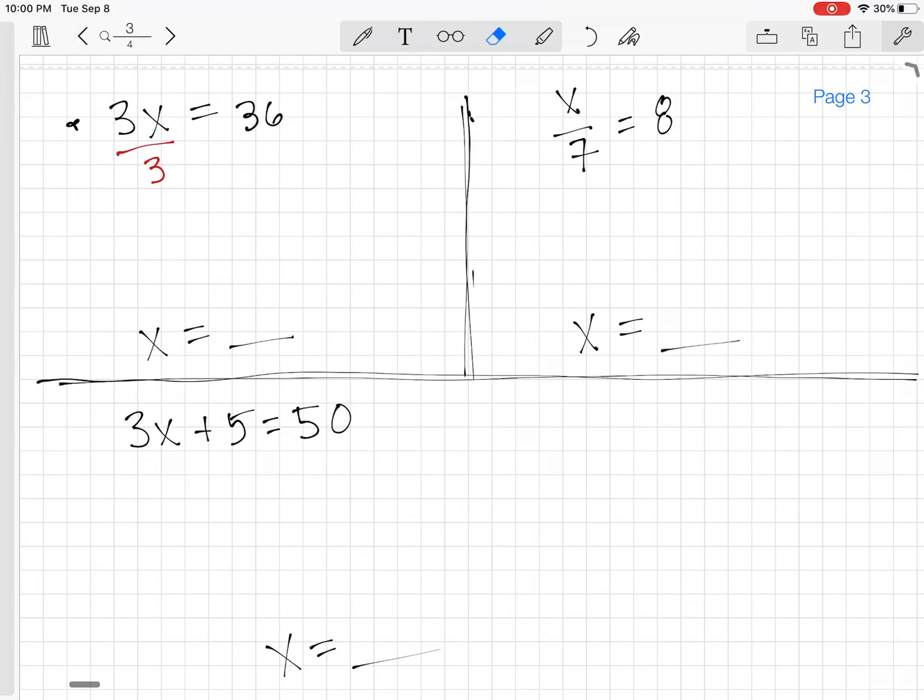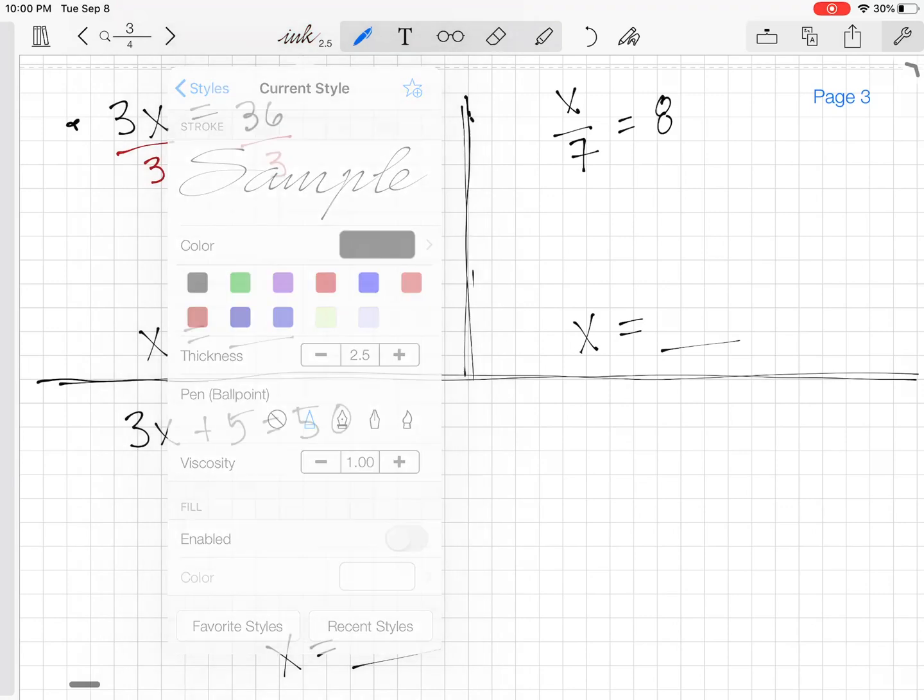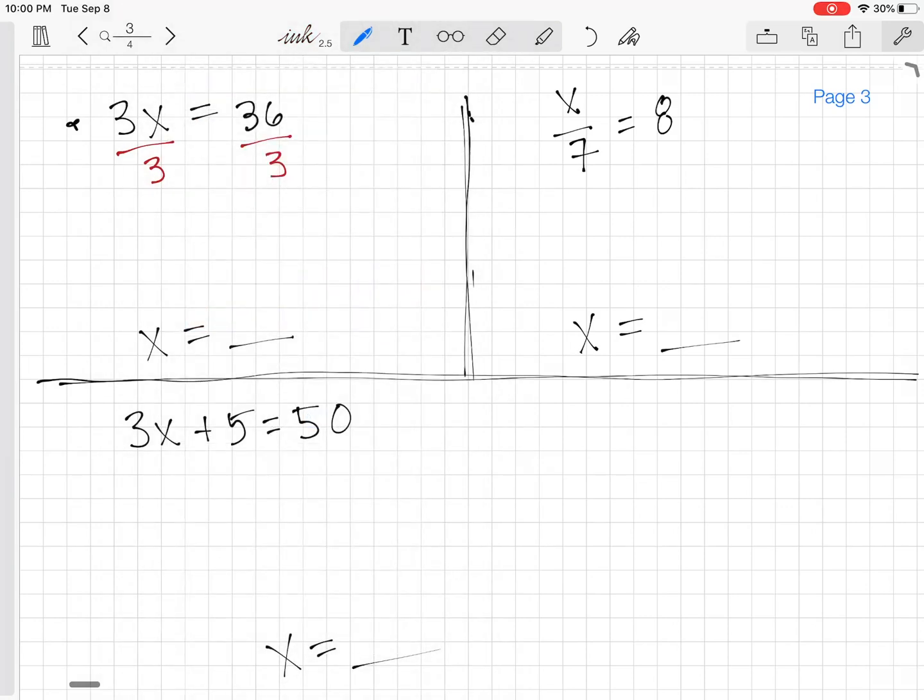So we've got that down here. And then I say, well, what I do to one side, I have to do to the other. So 36 divided by 3. We've got 3x divided by 3 is 1x, and then 36 divided by 3 gives me 12. So I know that I'm done because x is alone on one side of the equal sign. Let's try it over here.